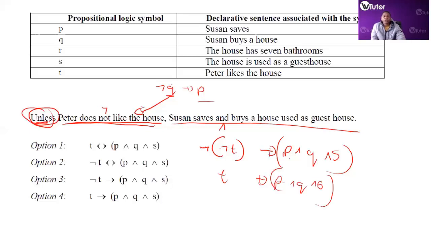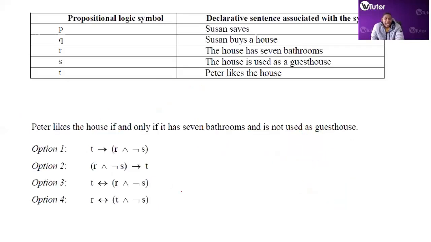Right, you can try and track through what I did, why I put brackets on P and Q and S, and then I put brackets there using the hierarchy of operators. So the correct answer would then be, right, Peter likes the house if and only if it has 7 bathrooms and not used as a guest house. Peter likes the house, I think we did this, T, if and only if it has 7 bathrooms R and not used as a guest house. So I think we did this, so it's going to be option 3.